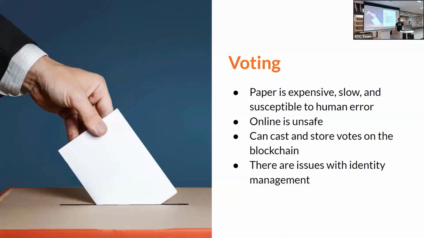And one more that I'm going to mention, and I'm a bit skeptical of mentioning this because I'm sure there'll be a lot of questions about it, but voting. Okay, let's look at traditional voting. Paper is expensive, it's slow, and it's very susceptible to human error. And the word is cheating, I guess. Fraud.